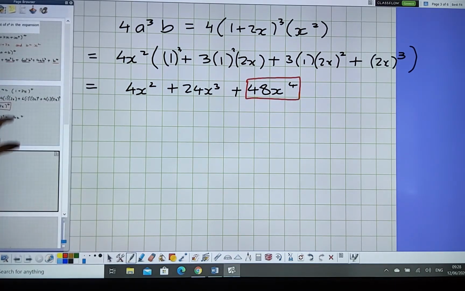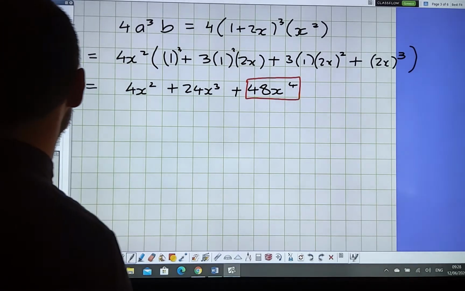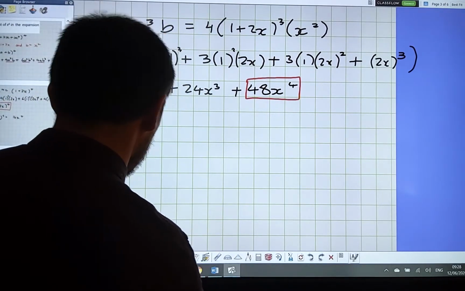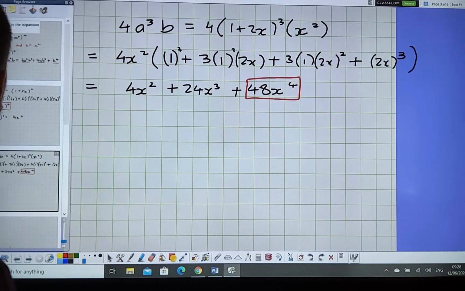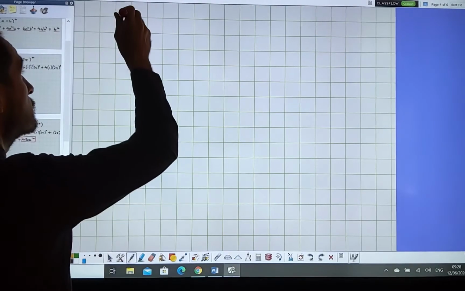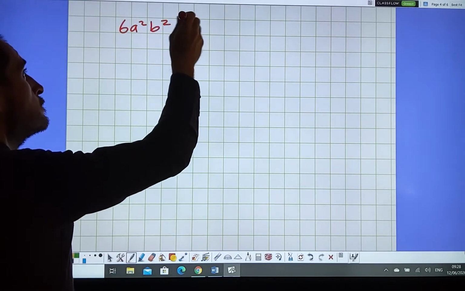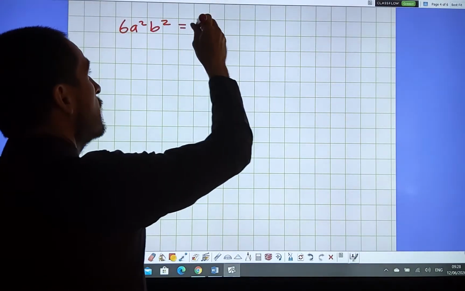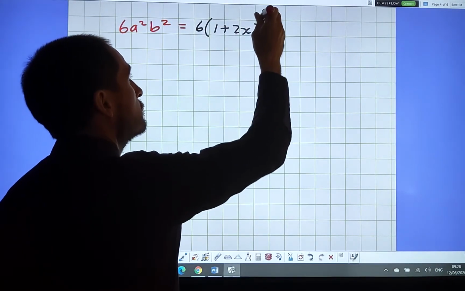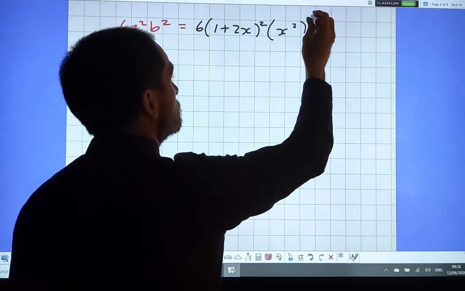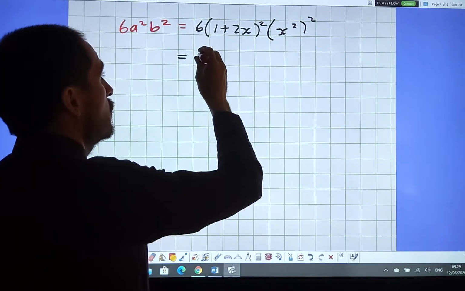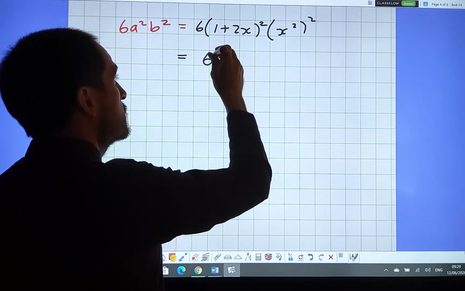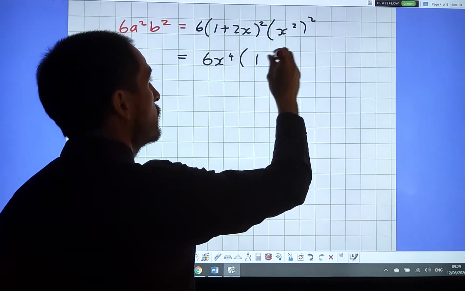The next part of this then is 6a squared b squared. So we're going to do that one now. It's here, so it's 6a squared b squared, and 6a squared b squared is 6 times 1 plus 2x squared times x squared squared. Now, let's think about this, okay? x squared squared is x to the power of 4, so that's going to be 6x to the power of 4 times 1 plus 2x squared.